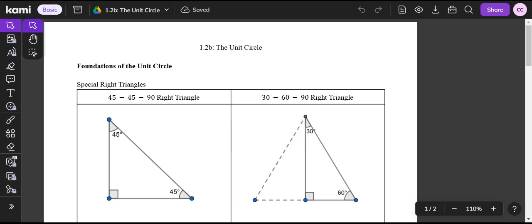All right, in this lesson, we are going to finally talk about the unit circle. The unit circle is a tool that helps us determine the sine and cosine values of different angles.